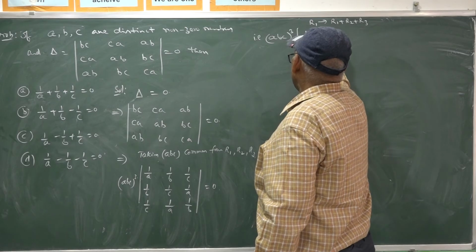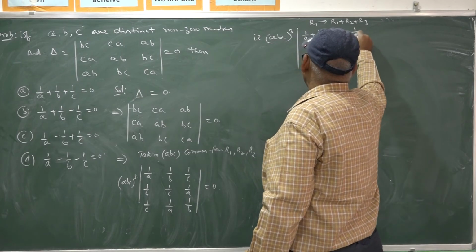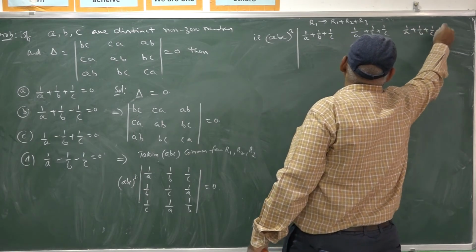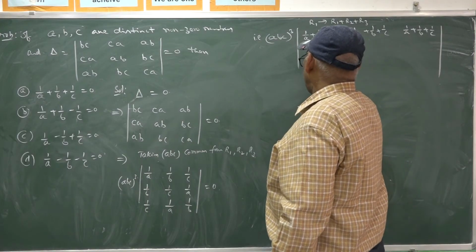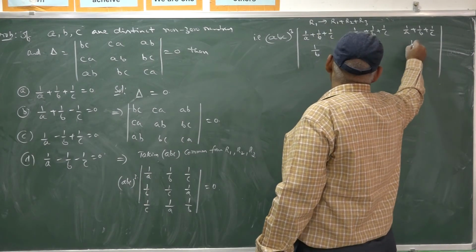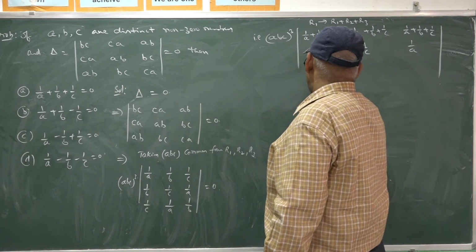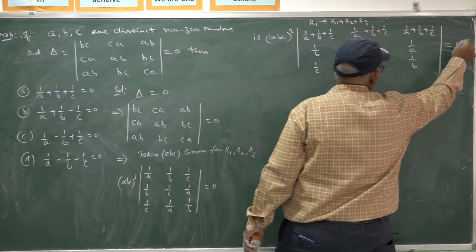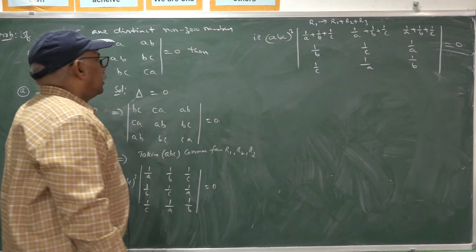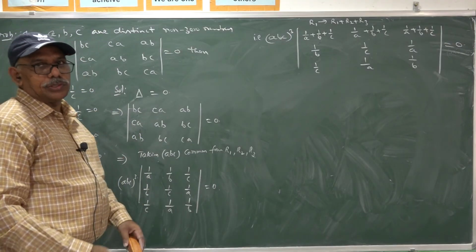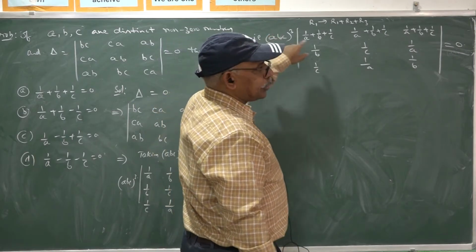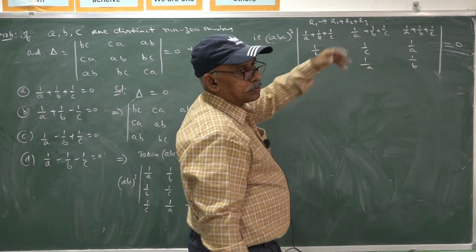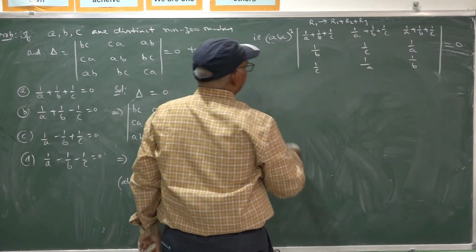The first row elements become 1 by A plus 1 by B plus 1 by C, and 1 by B, 1 by C. The other two rows are unaffected. So, 1 by C, 1 by A, 1 by B. It becomes 0. Since A, B, C are non-zeros, it cannot be 0. A non-zero, B non-zero, C non-zero. So ABC is not equal to 0. Hence, the determinant is 0.